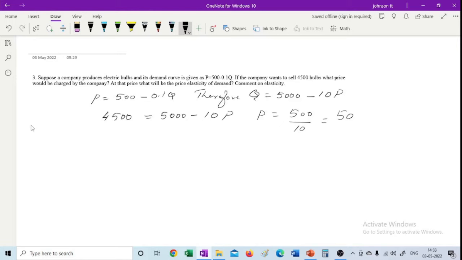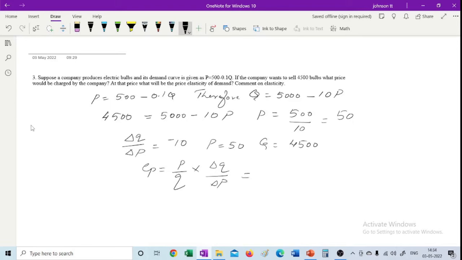Then the second part is, at that price, what will be the price elasticity of demand? Here also we can take delta Q by delta P from the equation. So delta Q by delta P is equal to -10. We are getting that from the equation. Then P we already got as 50. Q is equal to 4500. Now we have to substitute these values in the basic formula, that is EP equals P by Q into delta Q by delta P.